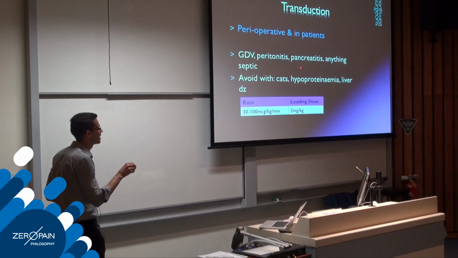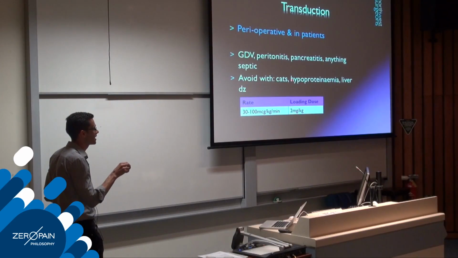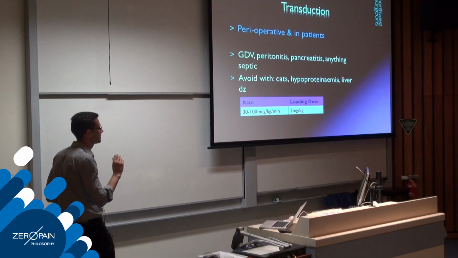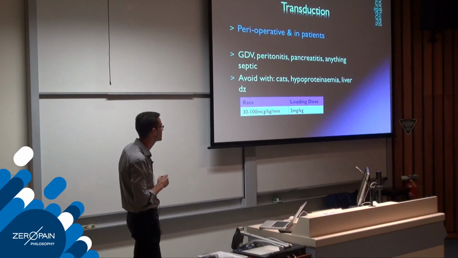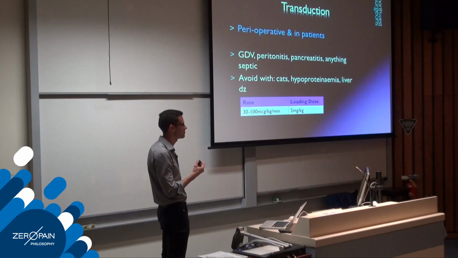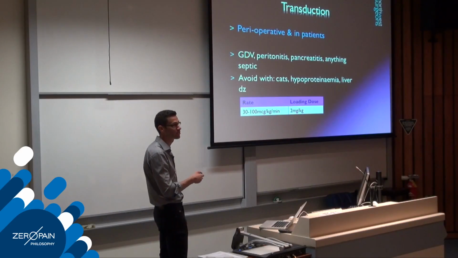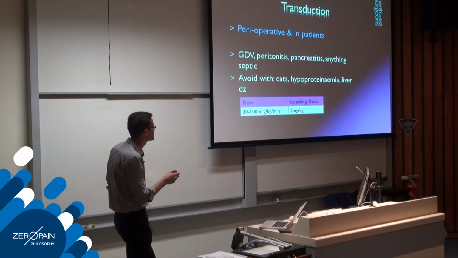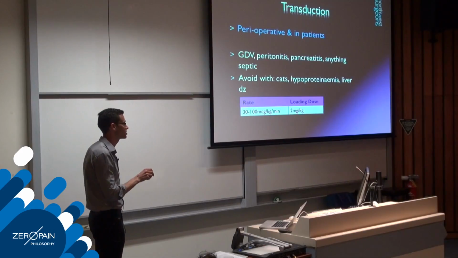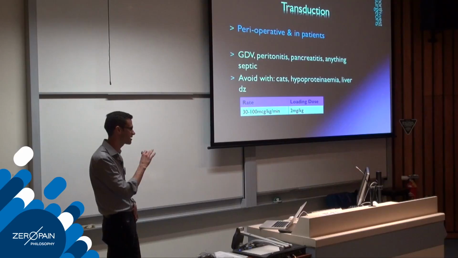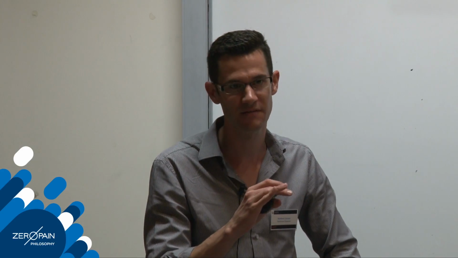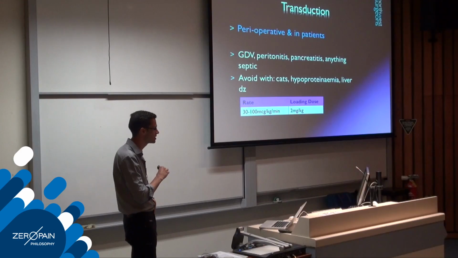Anything septic, but with the caution of hypoproteinemia. So lidocaine is very highly protein bound, so we do need some proteins to carry it around the body. So you can adjust your dose rate based on how hypoproteinemic the dog is. If their albumin is low, sort of 21, 24, I'd probably just start at the lower end. If the albumin is low, like 15, then I probably wouldn't use lidocaine in those patients.